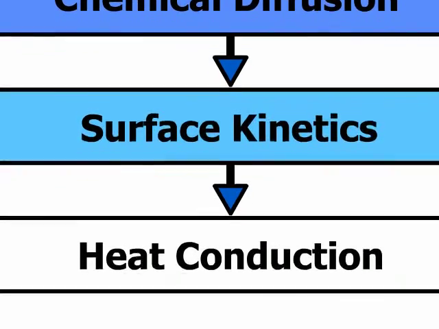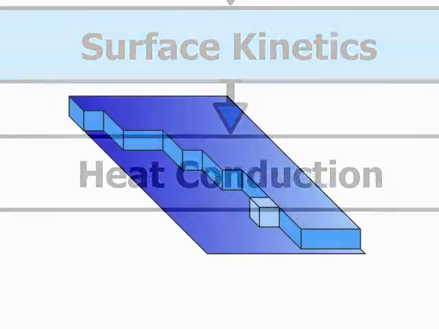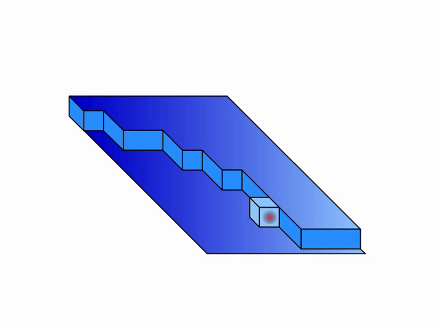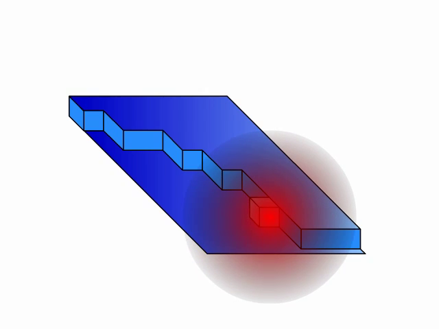The third and last stage is the heat conduction stage. When the molecule forms its hydrogen bonds with the crystal, a small amount of heat is produced. This heat then diffuses through space.